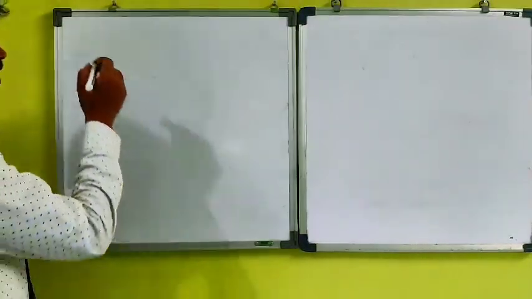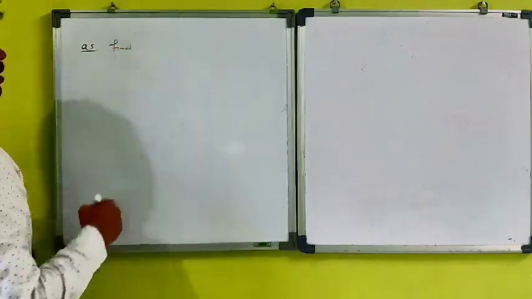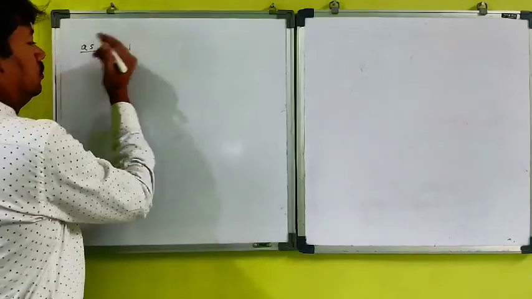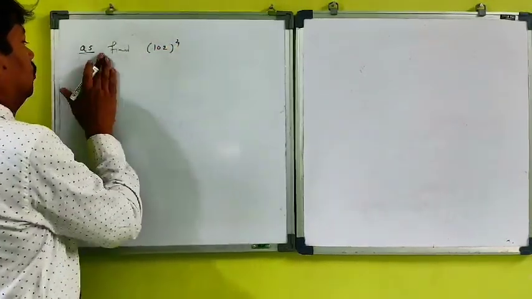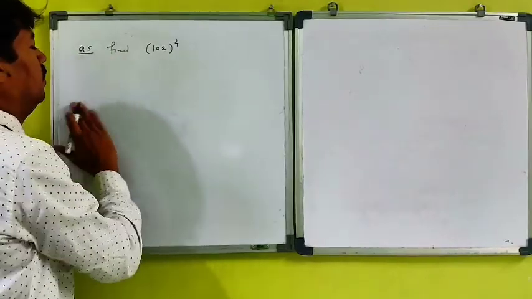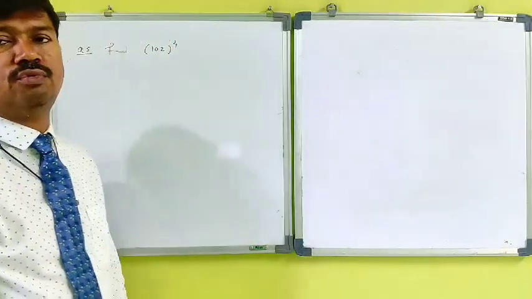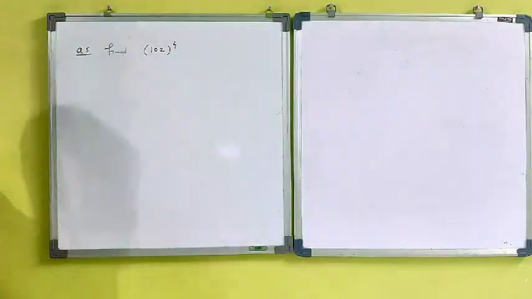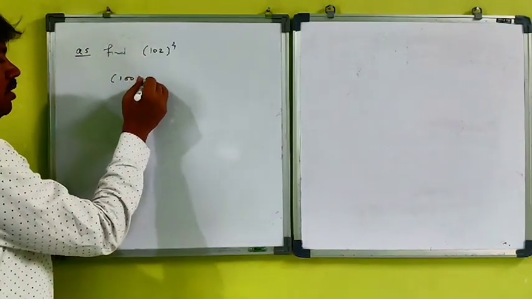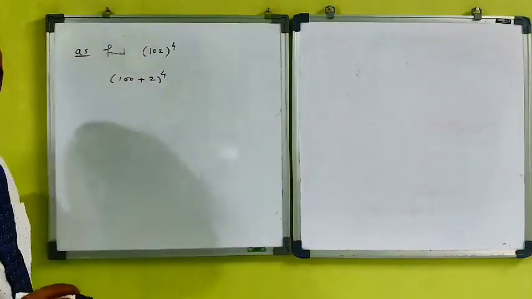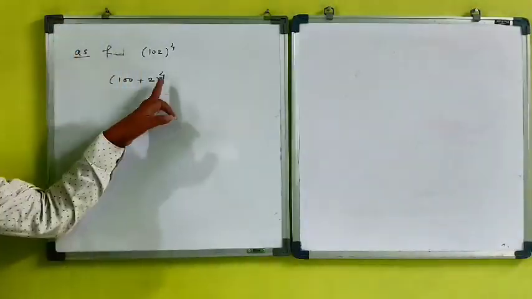Next one is question number 5. Find the value of 102 raised to 4 using binomial expansion. So 102 raised to 4 you have to find using binomial expansion. It's very easy. 102 raised to 4 is 100 plus 2 raised to 4. You have to write like this. And then use the same concept for the fourth power.